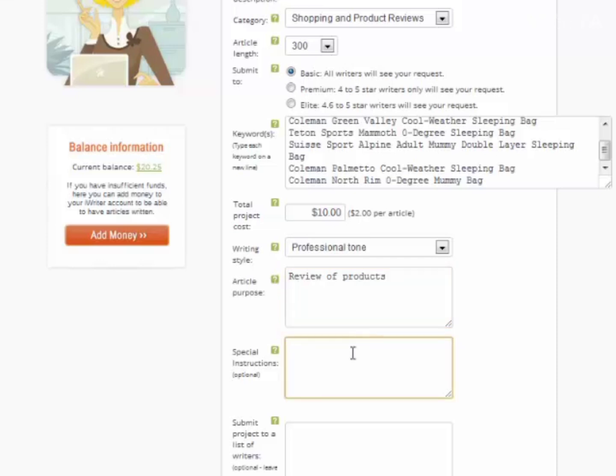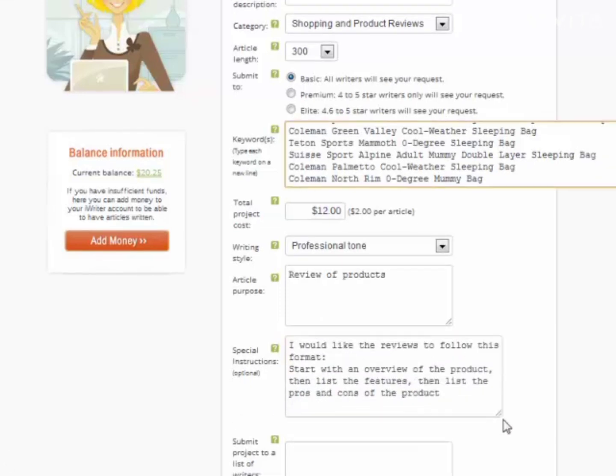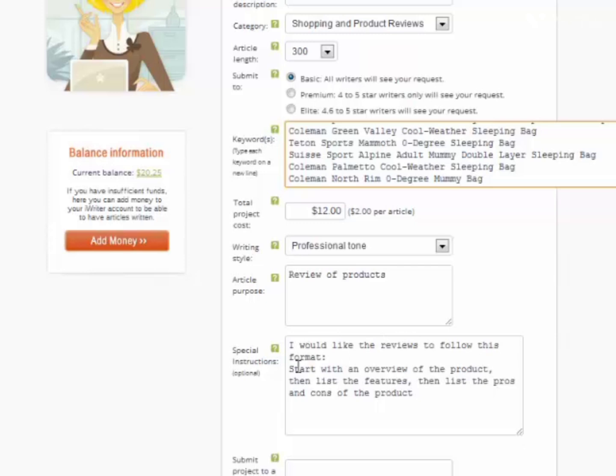And then special instructions. So I'm going to tell them, let me just write in here quick so you don't have to watch. Okay, so I just gave them some instructions here and I just said, I would like the reviews to follow this format. Start with an overview of the product, then list the features, then list the pros and cons of the product. So again, I want the article written in a certain way, and I can do that on iWriter. I can give them exactly the format.